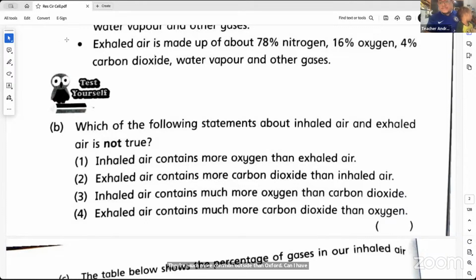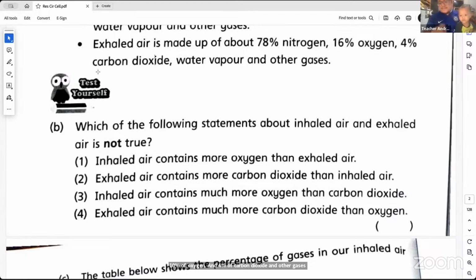Yes, David. Good morning, David. I think that number 4 is not true because exhaled air contains 16% of oxygen and 4% of carbon dioxide and other gases. Very good. Thank you very much.